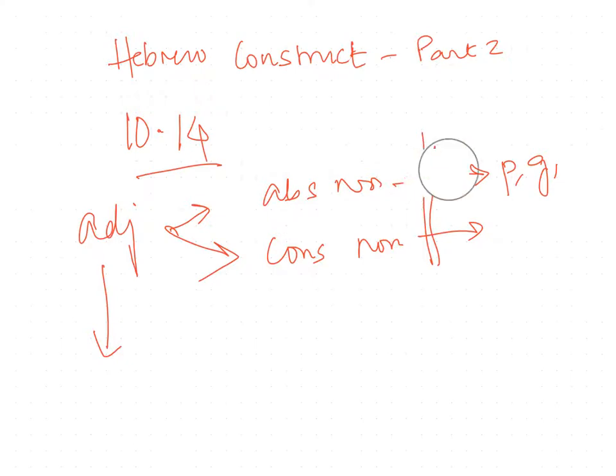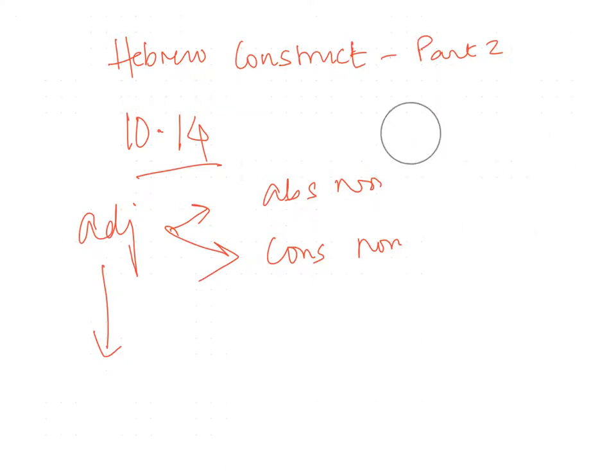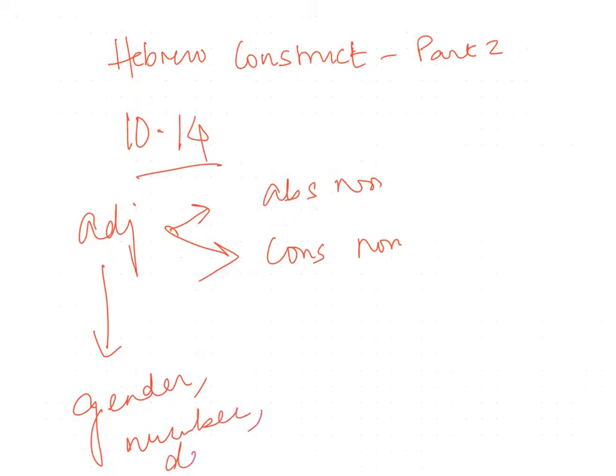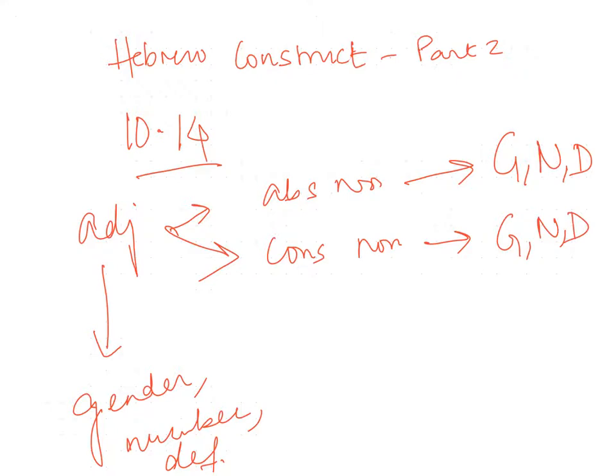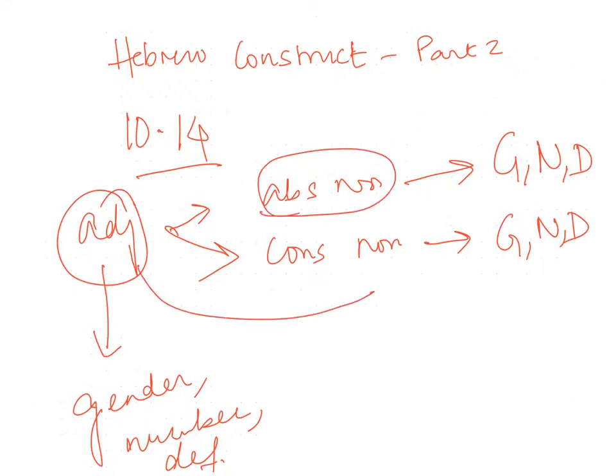To answer that, you see the gender, number, and definiteness or indefiniteness, and compare it, and you will figure out whether the adjective is modifying the absolute noun or whether the adjective is modifying the construct noun. Let me give you an example of it.